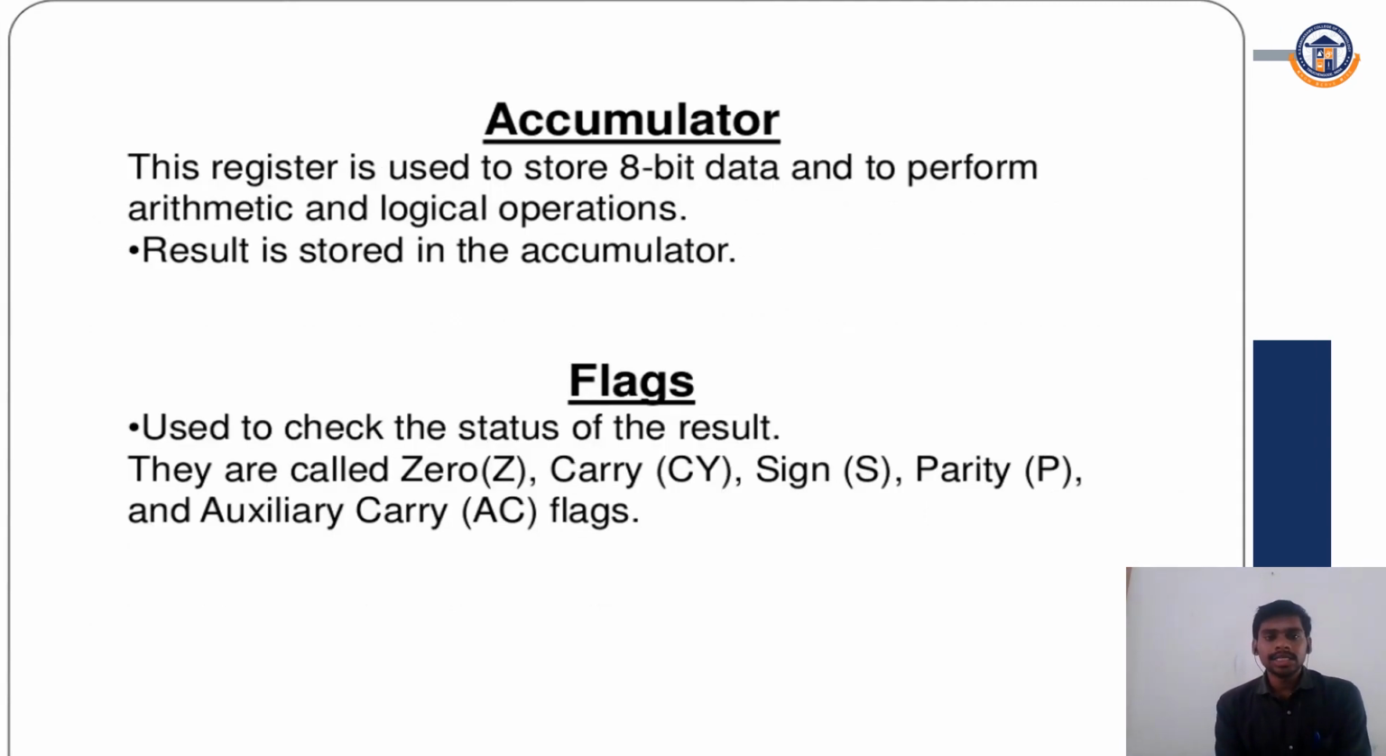The accumulator is a register used to store 8-bit data and to perform arithmetic and logical operations. The result is stored in the accumulator. Flags are used to check the status of the result. As already said, they are the zero flag, carry flag, sign flag, parity flag, and auxiliary carry flag. There are 5 flags available in the 8085 microprocessor. Zero flag shows whether the answer is zero or not. Carry flag shows whether a carry occurs in an addition or subtraction operation. Sign shows whether the value is positive or negative. Parity is odd parity or even parity. These are the flag functions in the 8085 microprocessor.